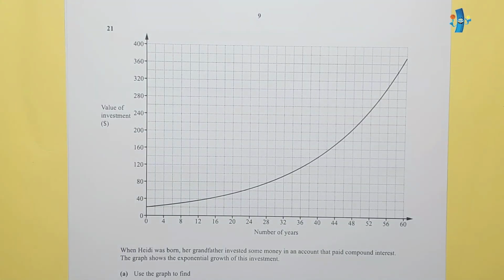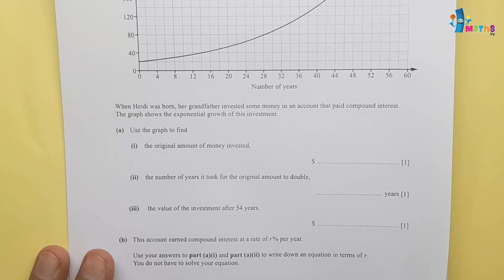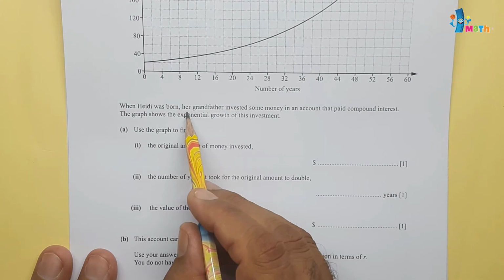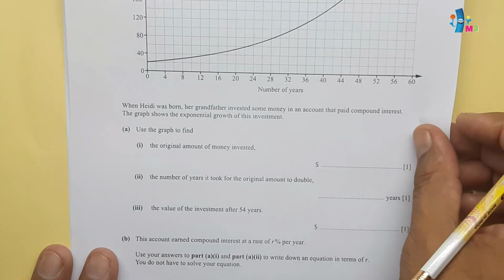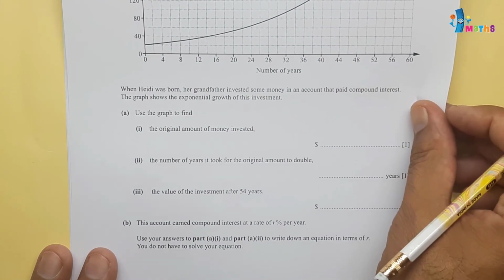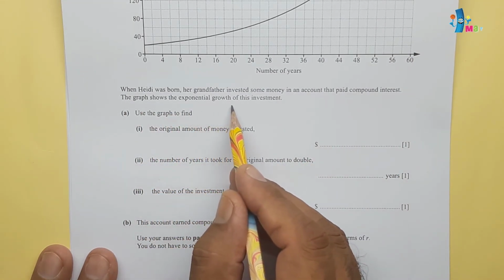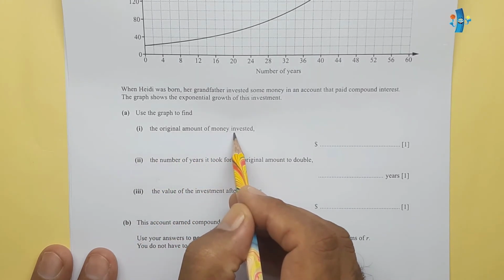Question number 21. A graph is provided, and we have to go through the question. This side is the value of investment and this side is the number of years. It's not Mr., it's Miss basically. When Hedy was born, her grandfather invested some money in an account that paid compound interest. The graph shows the exponential growth of this investment. Use the graph to find the original amount of money invested.